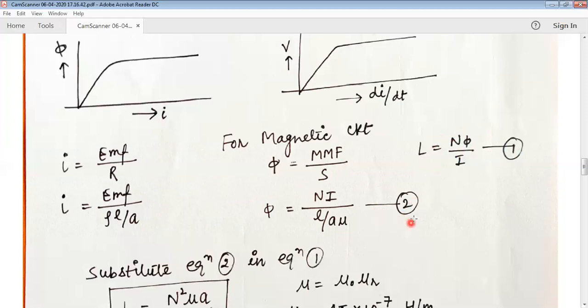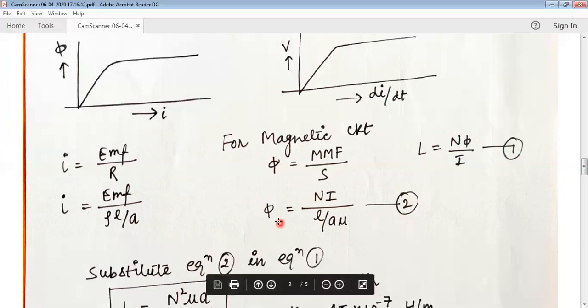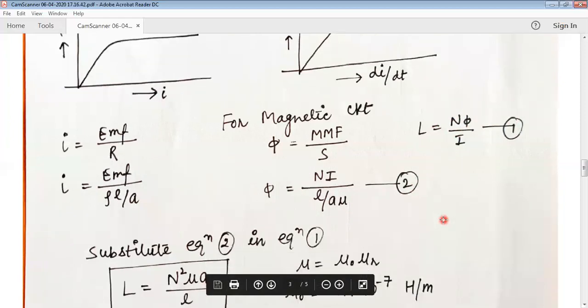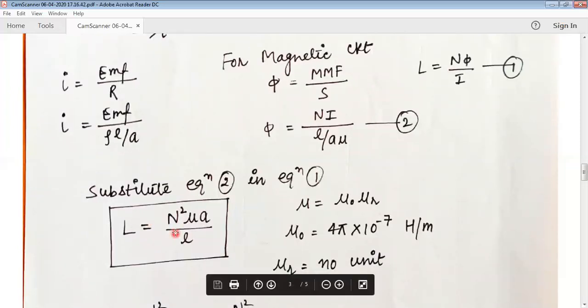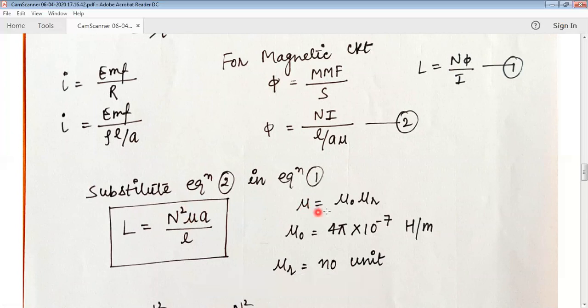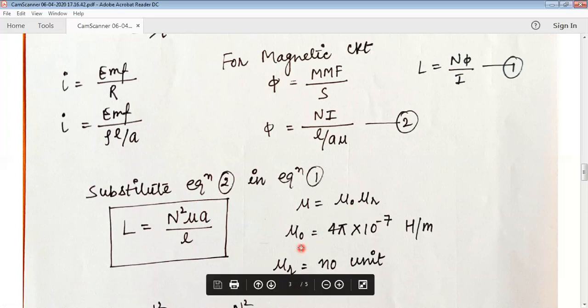Substitute equation 2 in equation 1, because here we have a flux value and there we also have the flux value. So you substitute this flux here. Then you will get the inductance. So inductance becomes N square mu A by L. Clear? So what is mu here? This mu is your permeability, and mu is equal to mu naught into mu R. And mu naught is a constant value, 4 pi into 10 to the power minus 7.